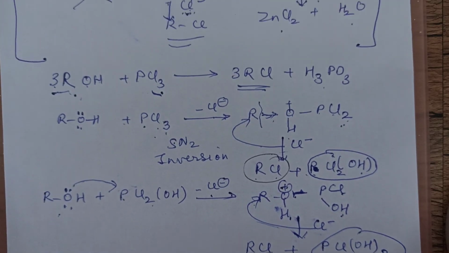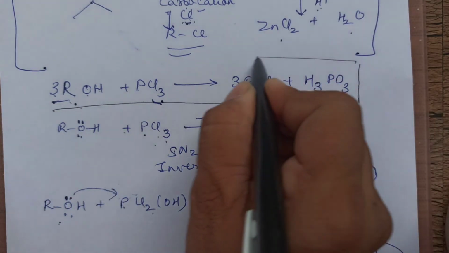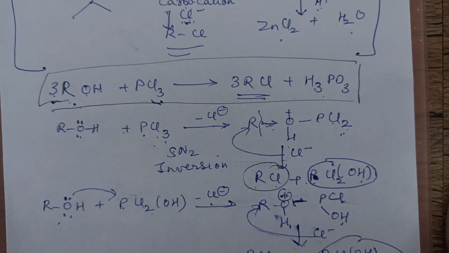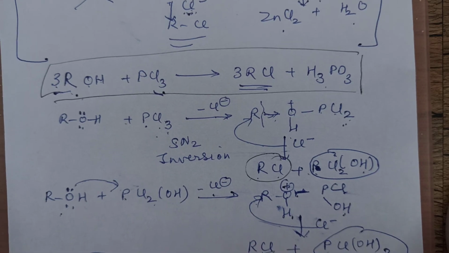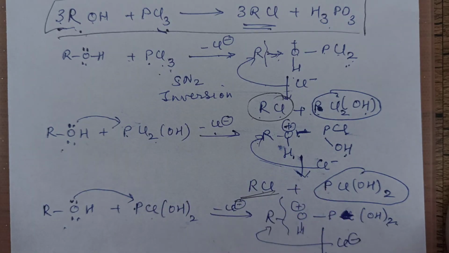But if you are learning this for board exam, you will be learning only this equation because we don't have mechanisms in our board exam. Clear? This is just I am explaining in case some children want to do something in detail. This is the mechanism. SN2 inversion occurs.